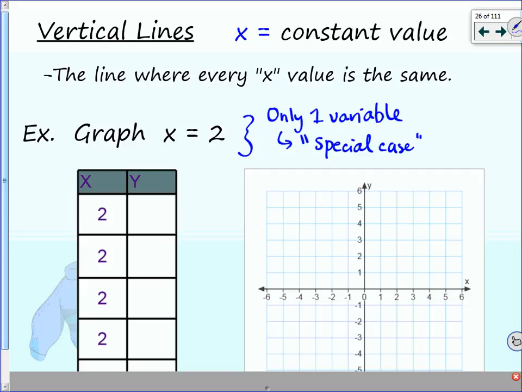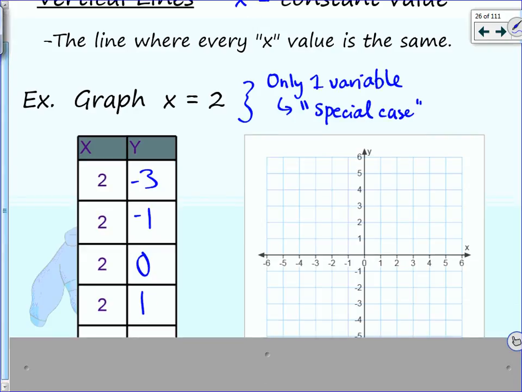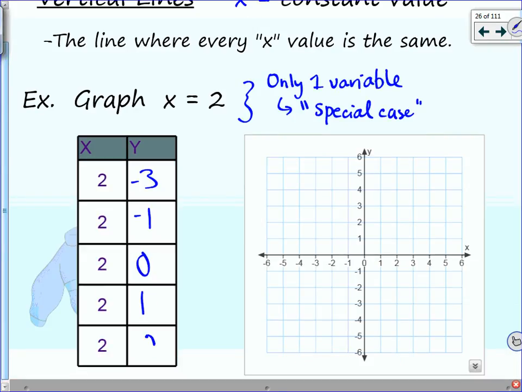So I can choose any values for y. I can choose like -3, -1, 0, 1, and 3. But I could really choose anything I wanted. I'm just picking numbers that happen to be on my graph. So if I graph these, (2, -3), (2, -1), (2, 0), (2, 1), and (2, 3), and I connect those, instead of getting a horizontal line, I get a vertical line.